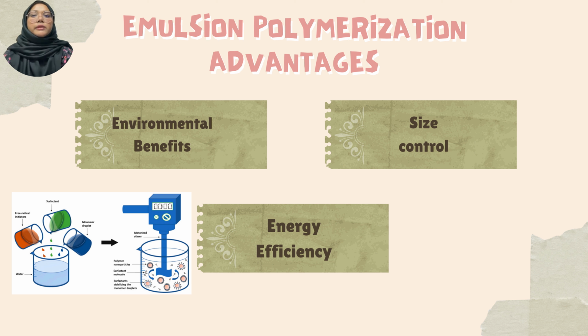Although immersion polymerization is promising for other polymers like PVC and styrene butadiene rubber, it is not a standard method for polyethylene production due to the challenges outlined above.